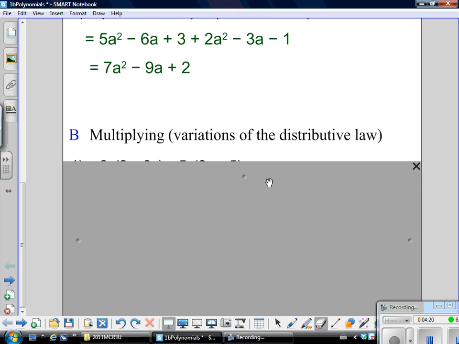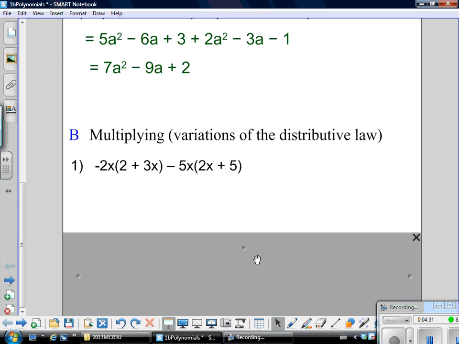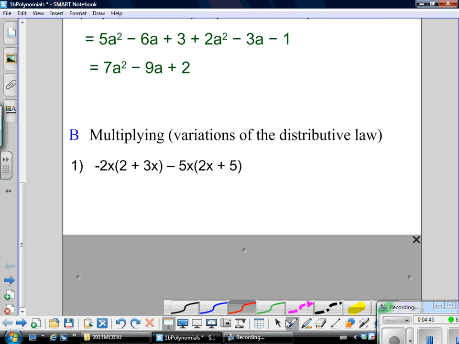The next operation we're going to be looking at is multiplying. And multiplying really is just variations of the distributive law. So when we look at the first example, here it is. We can see that we have negative 2x and it's being multiplied by everything in the first bracket, so multiplied by the first term, and then the negative 5x is multiplied by the second term. So literally what we do is we take all of this and we multiply it by the first one.